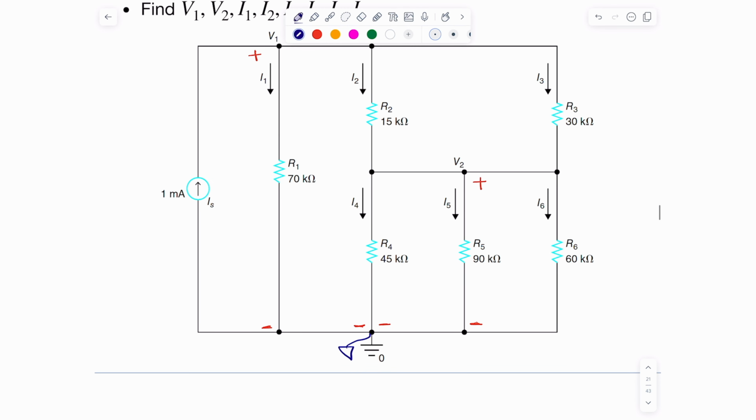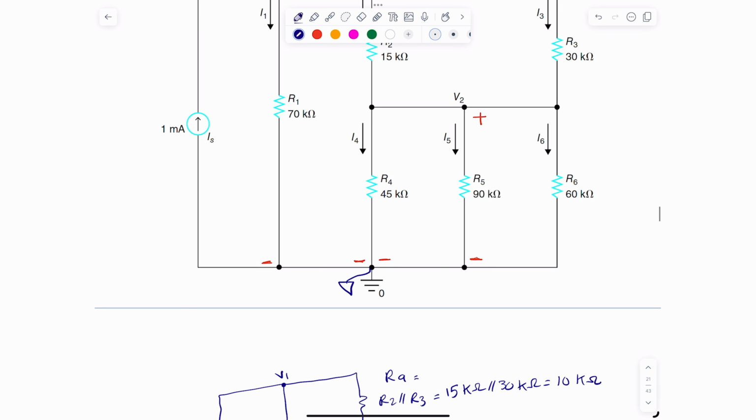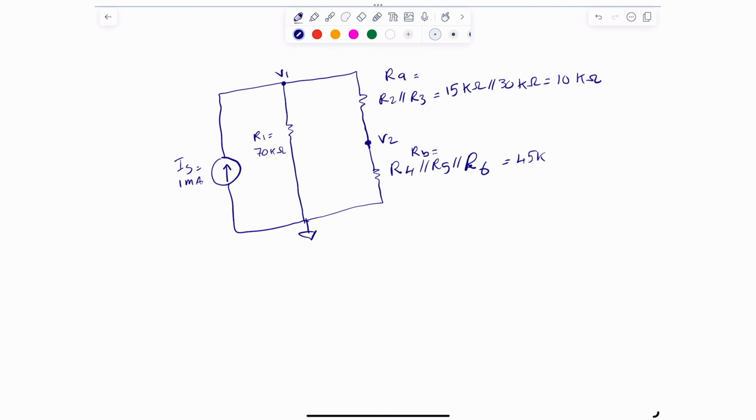So it's 15 kilo ohms in parallel with 30 kilo ohms. And if you do the calculation, you'll find out that it's 10 kilo ohms. Okay, and then we can call this here RA, and this one here RB. RA is 10 kilo ohms. And RB is simply the 4, the 5, and the 6, which are 45, 90, and 60. So it's 45 kilo ohms in parallel with the 90 kilo ohms in parallel with the 60 kilo ohms. And if you do the calculation here, you'll realize that this is simply 20 kilo ohms.